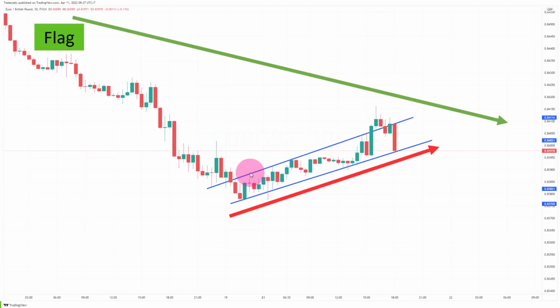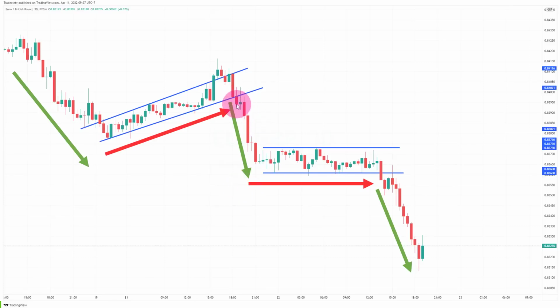What you don't want to see is a very strong flag pattern. So if the market rises very strongly, that's often not a very good sign, because it indicates either a lot of buying or a lot of profit taking from the sellers. And you can see after the flag was broken, we moved down very, very quickly.